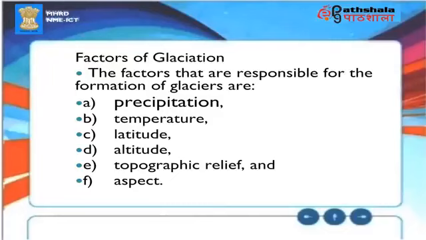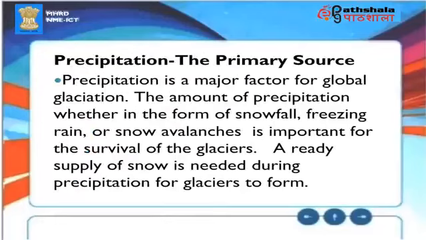Factors of glaciation. The factors that are responsible for the formation of glaciers are precipitation, temperature, latitude, altitude, topographic relief, and aspect. Precipitation, the primary source. Precipitation is a major factor for global glaciation. The amount of precipitation, whether in the form of snowfall, freezing rain, or snow avalanches, is important for the survival of the glaciers. A ready supply of snow is needed during precipitation for glaciers to form.